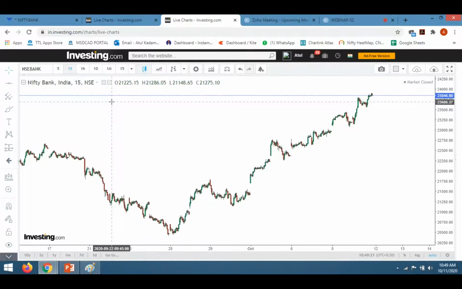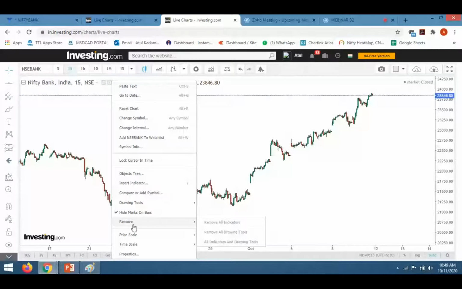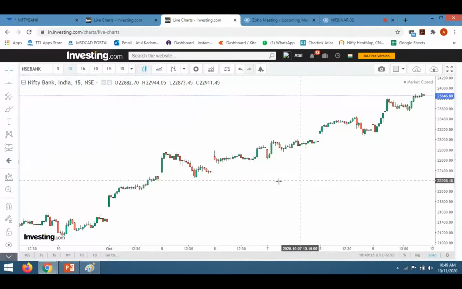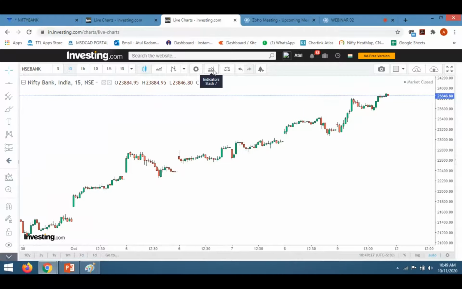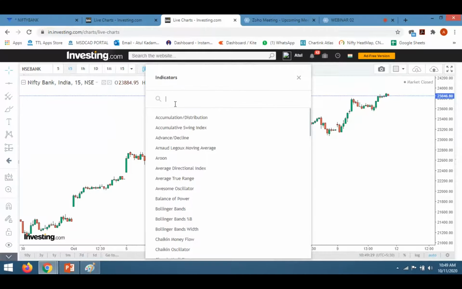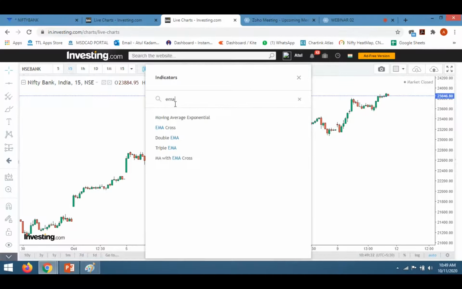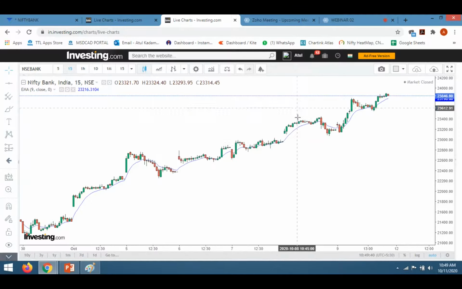Now on my screen, the Bank Nifty chart is there. This is the naked chart. If you go to indicators and type EMA, you see moving average exponential. I just add it there. I just added the exponential moving average here. In the Bank Nifty chart, there is one EMA 9. By default, there is a 9 EMA.